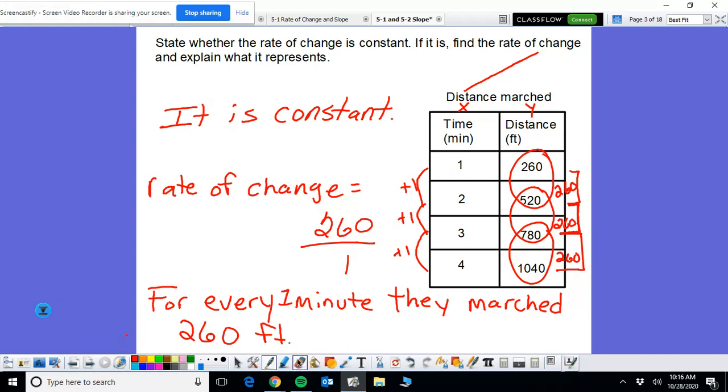So every time there's a new minute, I'm going to clean this up a little bit. Every time there's a new minute, we basically marched another 260, which makes it perfectly constant. Our rate of change is right on the money. So for every 1 minute, they march 260 feet. So that's rate of change. And you may be saying, that kind of looks familiar. And it should. There's a lot of things involved in finding the slope. And I'm going to show you those things here in a sec as we get to slope.